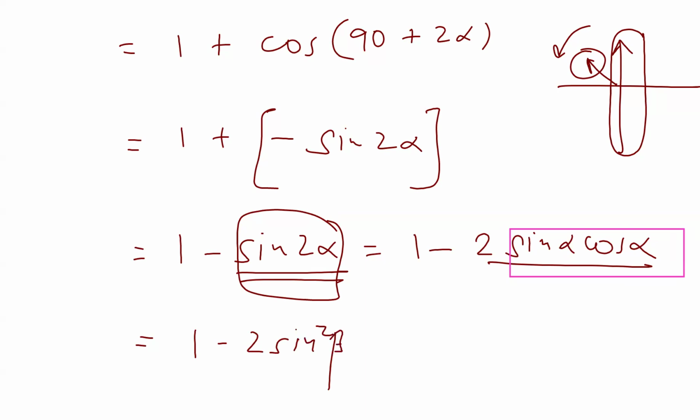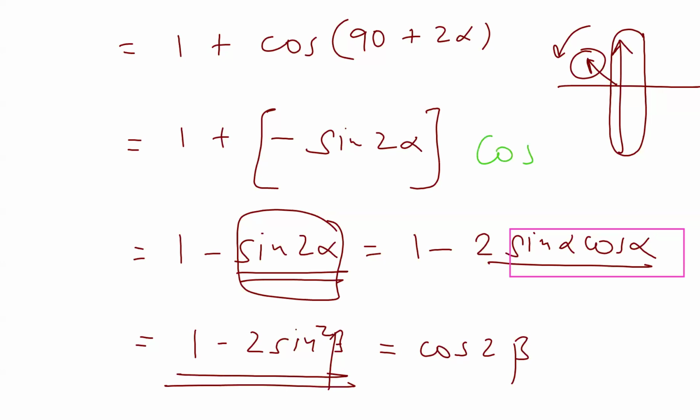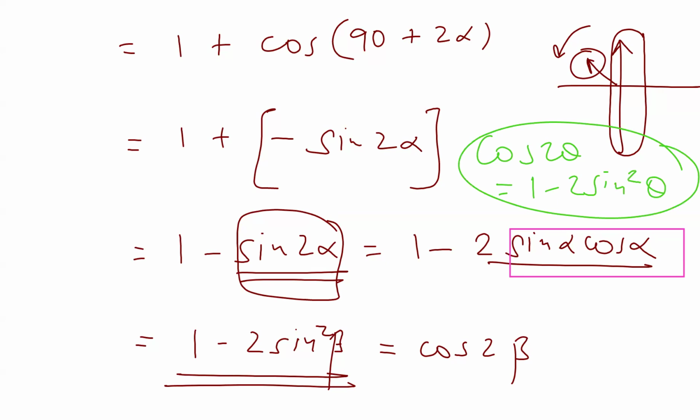Now again, if you remember, 1 minus 2 sine square beta is cos 2 beta. The half angle formula, which I've made you write, says cos 2 theta is equal to 1 minus 2 sine square theta. So this formula I have applied over here. It is cos 2 theta, and in our case theta is beta. So this is equal to your LHS. So this is how this problem is proved.